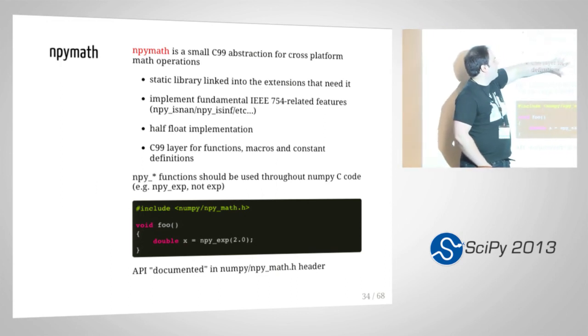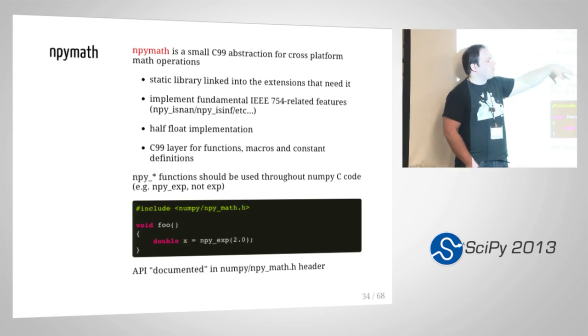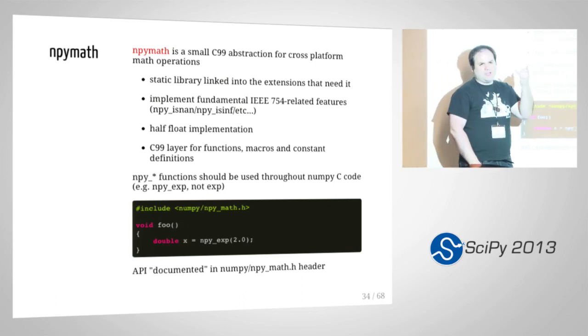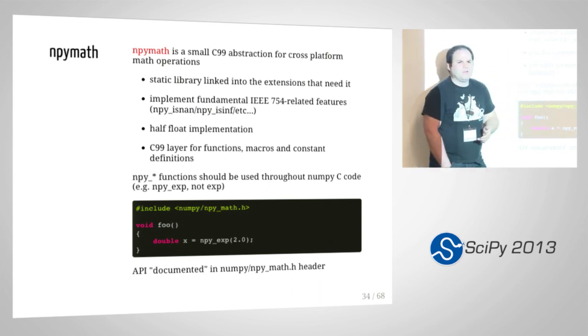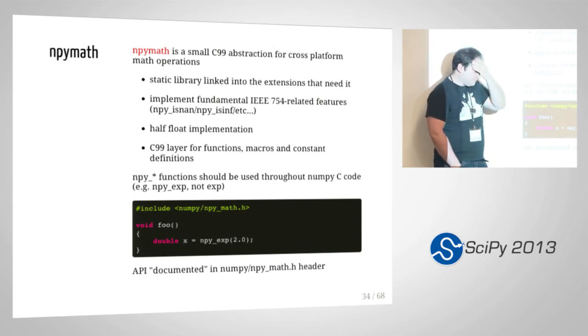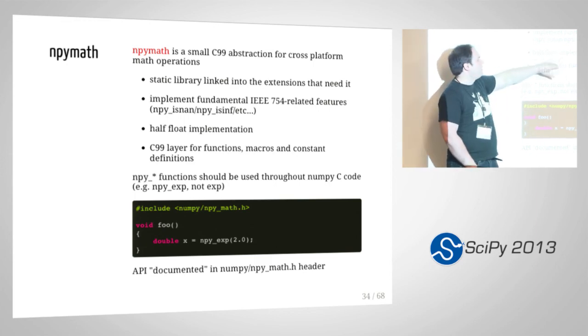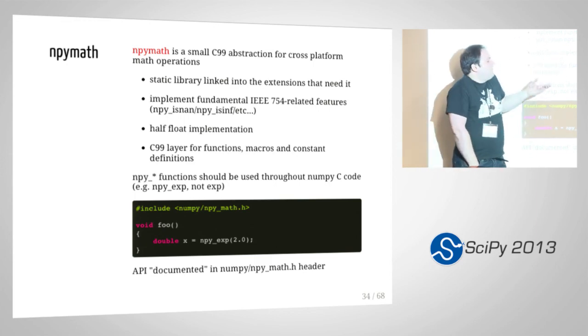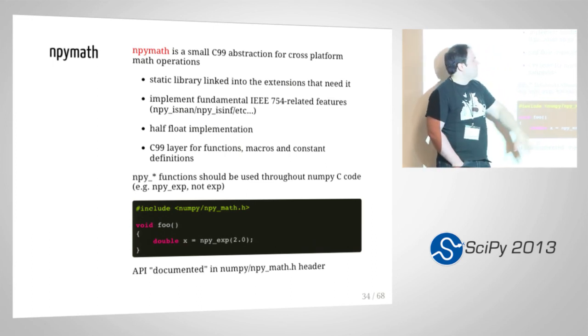npymath has a small half float implementation. That's a non-standard float which is only 2 bytes. It's of course a software implementation. We have all the basic arithmetic operations. I believe it's useful for people in computer vision, some people use that. I'm not so familiar with that part of the code, but if you need to look into something related to the low-level implementation of half float, it's in npymath as well.